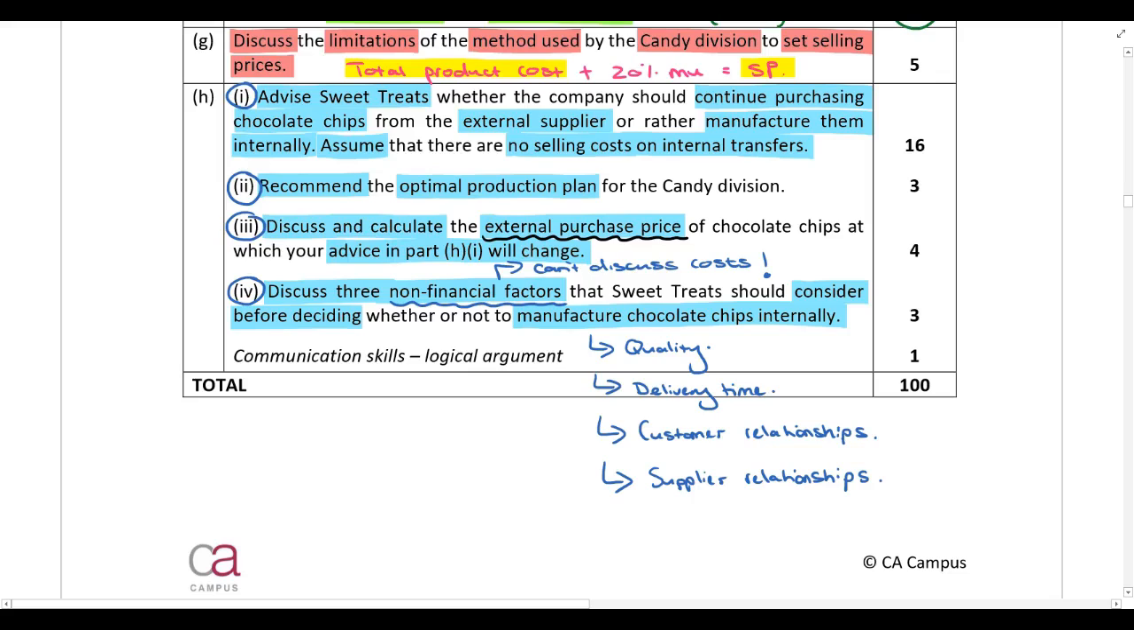All right, guys, so that then answers part H of the required, and that brings us to the end of this question. Thank you very much.